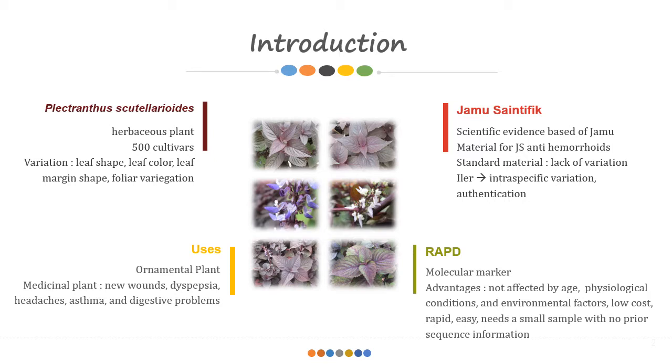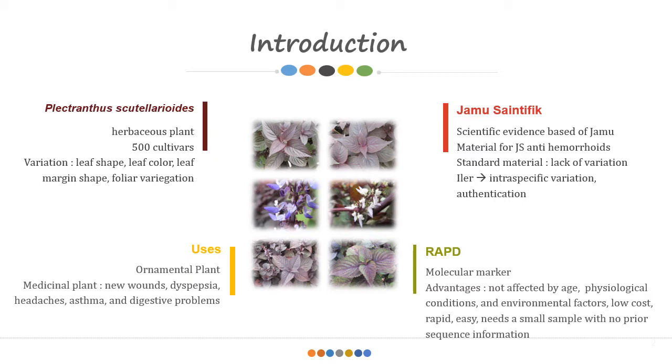Iler is also used as a medicinal plant to treat newborns, dyspepsia, headache, asthma, and digestive problems. Based on clinical observation research on the efficacy and safety, Iler is one plant for hemorrhoids. A traditional herbal formula known as jamu scientific is used to treat hemorrhoids.